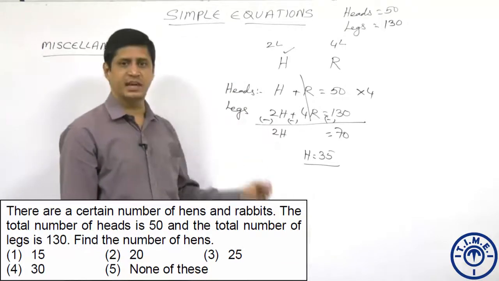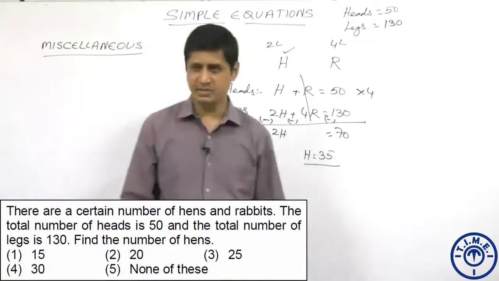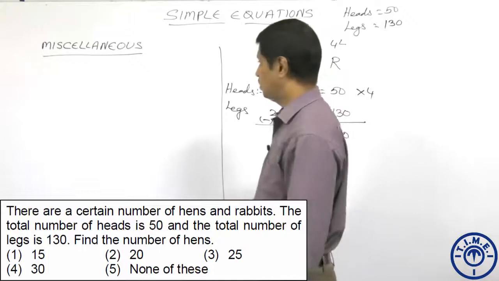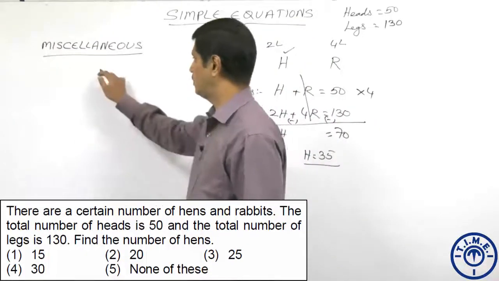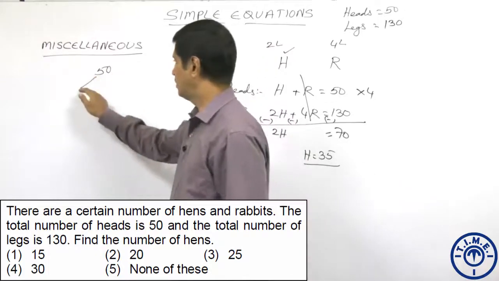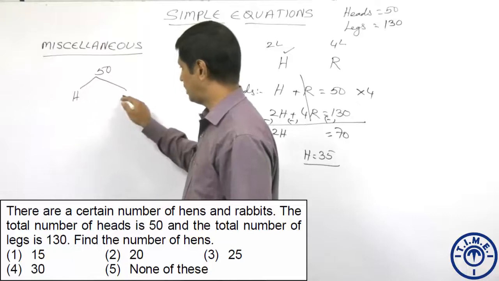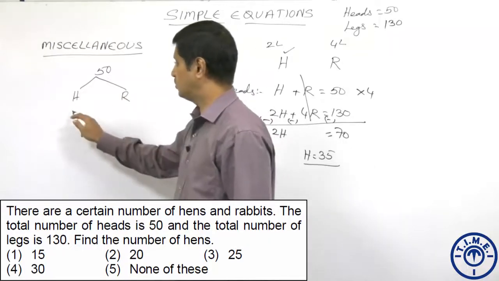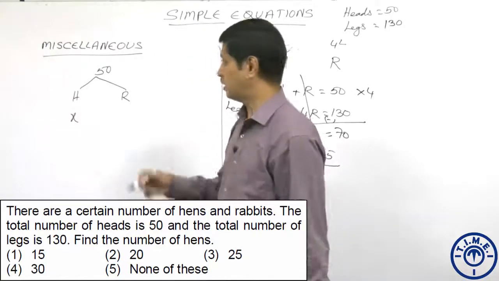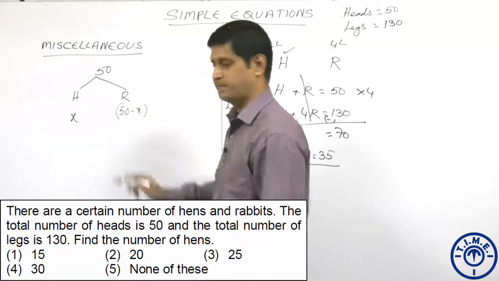Of course, we can answer the same question by using one variable like in previous examples. Now if we use one variable, the total number of heads is 50, and the hens are to be found. Let us take the number of hens as x. What about the rabbits? 50 minus x.